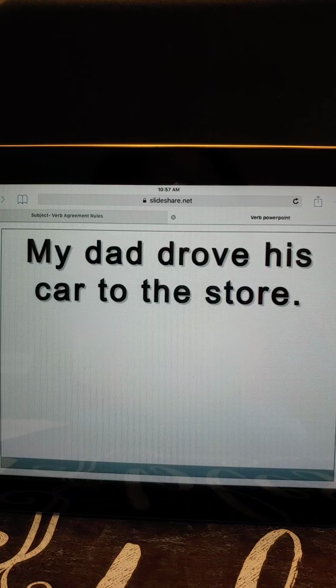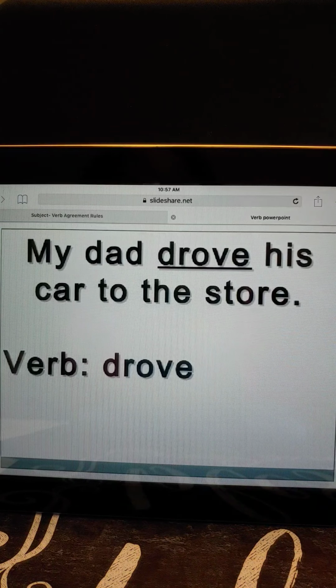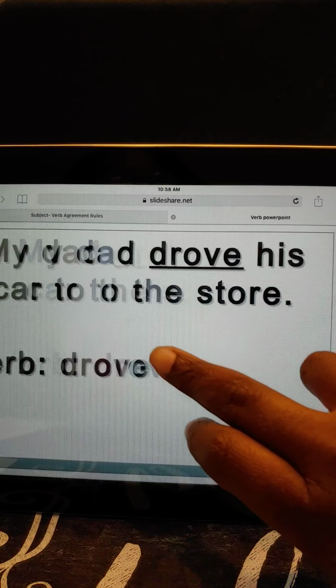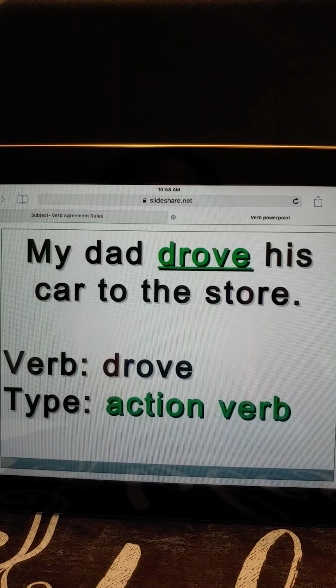All right, my dad drove his car to the store. They underline drove because drove is your main verb, okay? My dad drove his car to the store. The verb is drove. And what kind of verb is this? They say it's an action verb, okay? Because you can actually drive, like when you remember that Mom drove the car, okay?